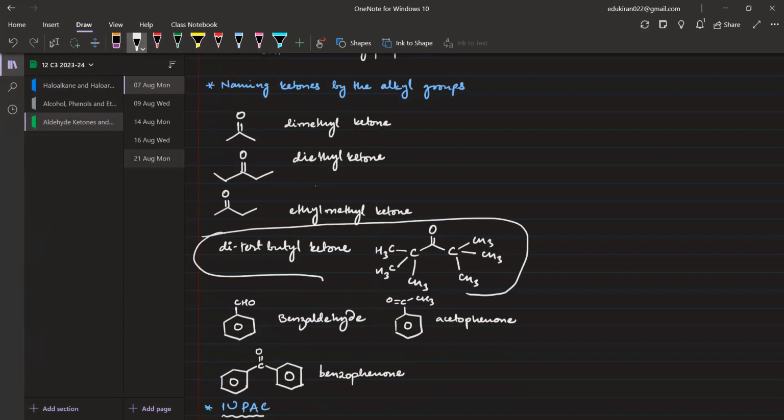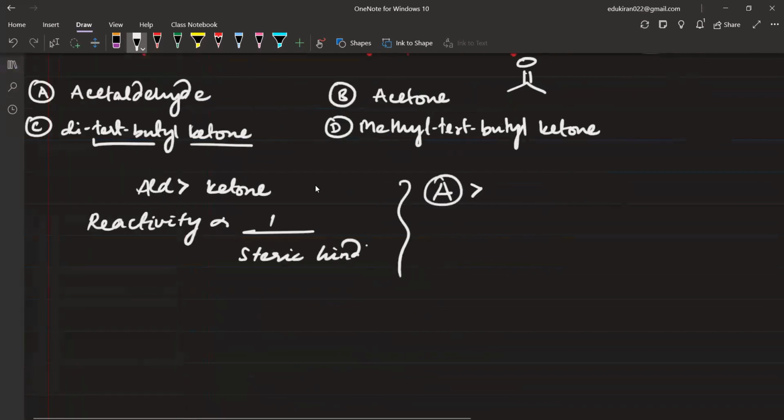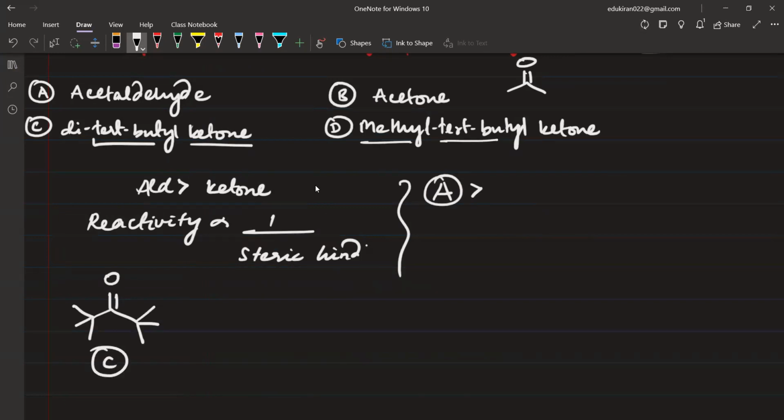Everything will be there in your notes itself. Di-tert butyl ketone is something like this: C double bond O, and each carbon atom here has 3 groups attached. This is di-tert butyl ketone, that means it is the C structure. Methyl tert butyl ketone: I don't know whether we have done it, but you know what it will be. We have CH3, C double bond O, and on the other side a tert butyl. This is your D structure.